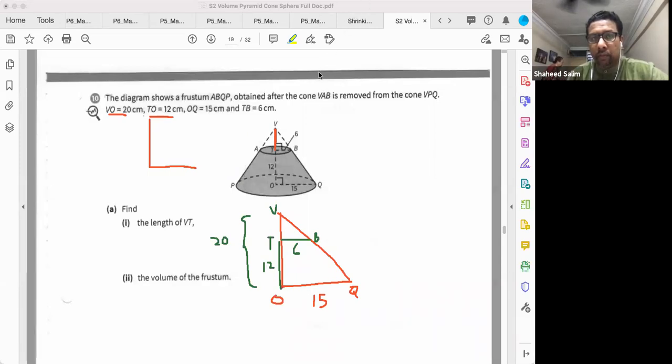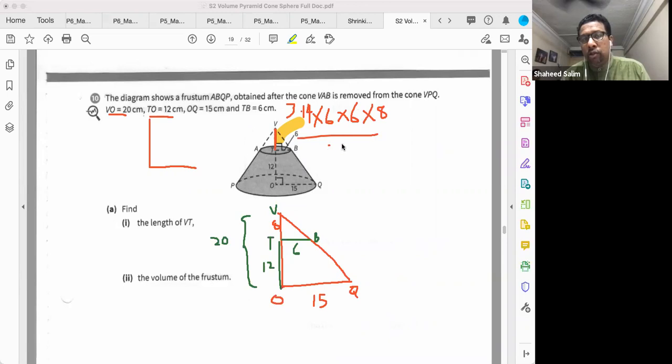So now this one is 8, right? So now you can find the cone down here. What's the volume? The volume is pi r squared times height divided by 3. So down here is 6 times 6 times, pi is 3.14, right? 3.14 times 6 times 6 times the height. The height you already found, 8, right down here. Then divide by 3. That's your smaller cone.